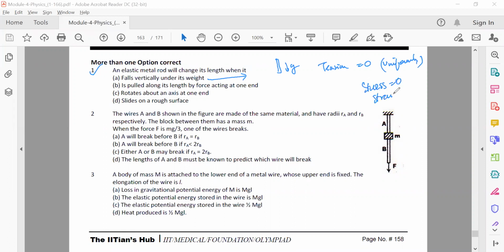Strain is equal to zero. It's only when it's suspended under its weight, because the whole rod is falling with an acceleration equal to g. So if you make a free body diagram of any section of the rod, the net force acting on it should be equal to the weight of that section. So there's no tension. I hope this is clear, Amol. Okay, now let's come to exercise 3, comprehension number 2.